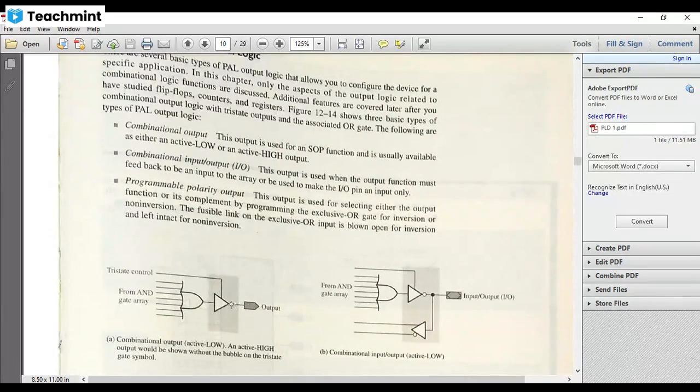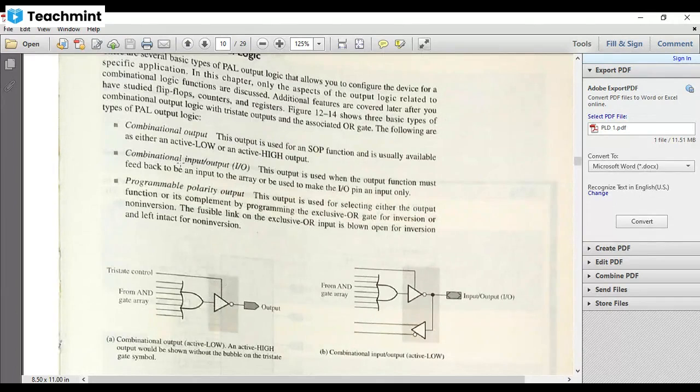If the bubble is here for this tri-state buffer, then it is active low there, because a lot of devices are there, and as per the need of the circuit design, we require either an active high logic or an active low logic. So this depends upon the user. So for this tri-state buffer, with bubble or without bubble: if it is with bubble, then it is active low logic, and if it is without bubble, then we say it is an active high logic. Okay, this is the first type.